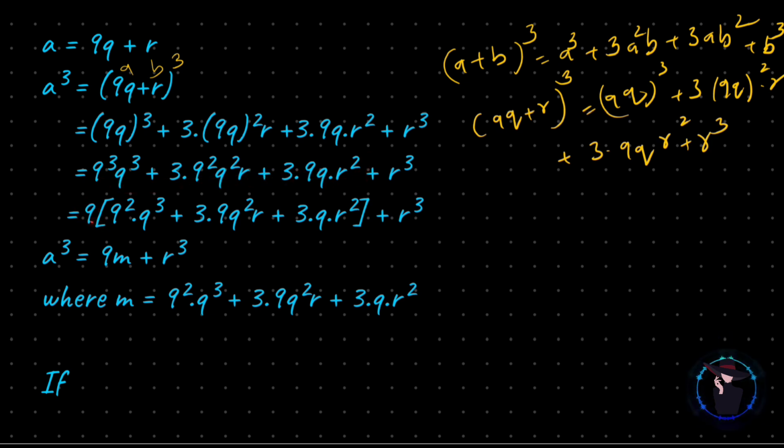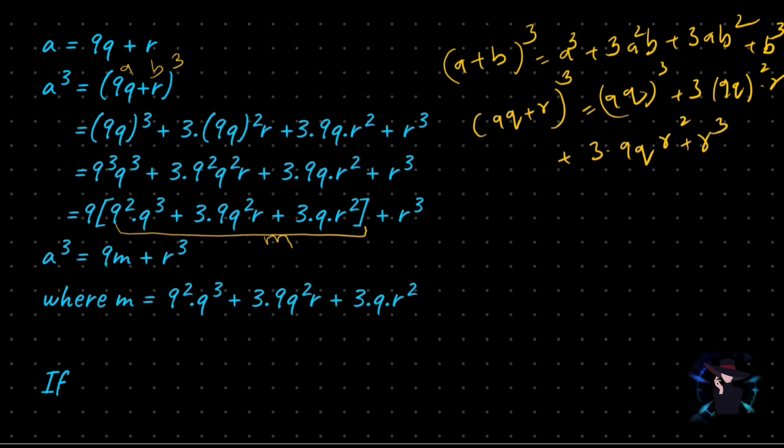If we are taking 9 common, we get 9 square q cube plus 3 into 9 into q square into r. We are taking one 9 out of here, so only one 9 is left. From this we are taking 9 common, so there is no 9 here, just q and r square, and r cube as it is. So Euclid's division lemma turned into a cube is equal to 9m plus r cube. Okay, so now the value of m is considered as this. Just as in the previous example, we took the value of k, right? Just like that, we are taking m as the whole of this.